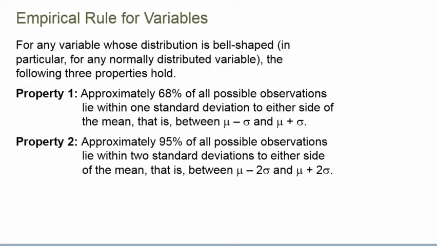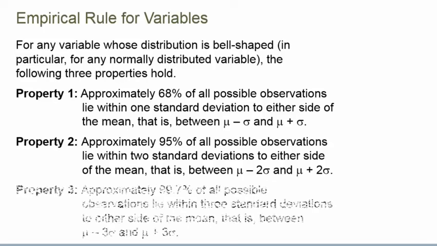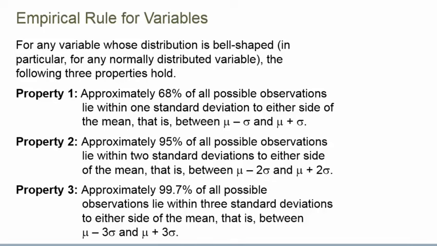Property 2. Approximately 95% of all observations lie within two standard deviations to either side of the mean. That is, between the mean minus two standard deviations and the mean plus two standard deviations. Property 3. Approximately 99.7% of all possible observations lie within three standard deviations to either side of the mean. That is, between the mean minus 3 times the standard deviation and the mean plus 3 times the standard deviation.